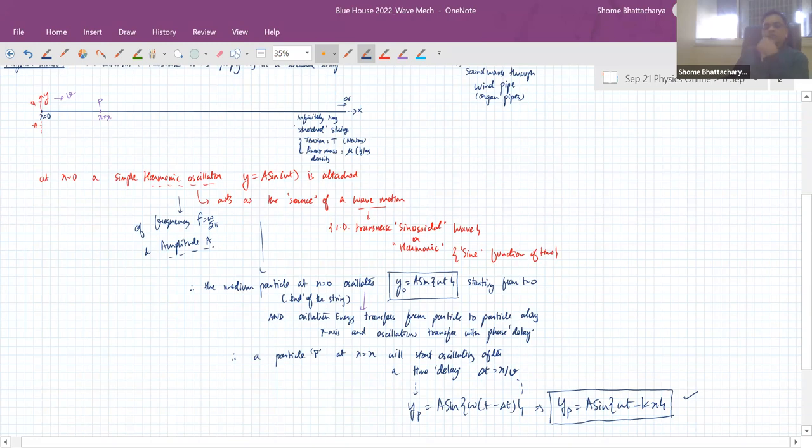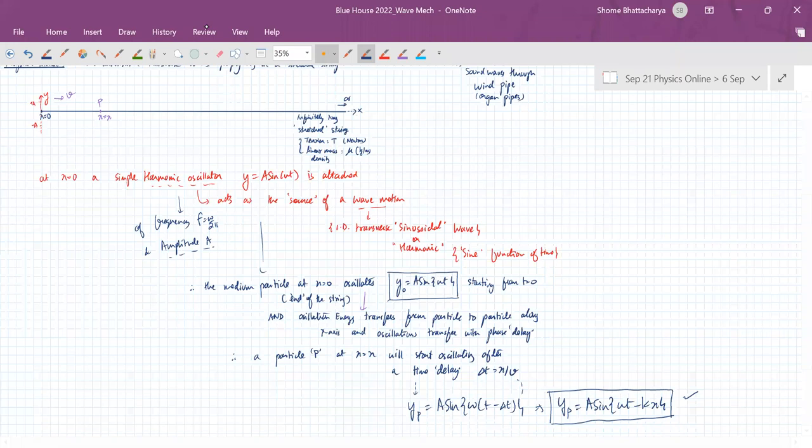That function of x and t is what represents the wave phenomena. It represents how particles are oscillating as a function of the position x, as a function of time t: the instantaneous position of a particle at x equal to x, at time t equal to t. So that equation is called the general equation of the wave. We're coming to that, but just make a note of the points up to here first.